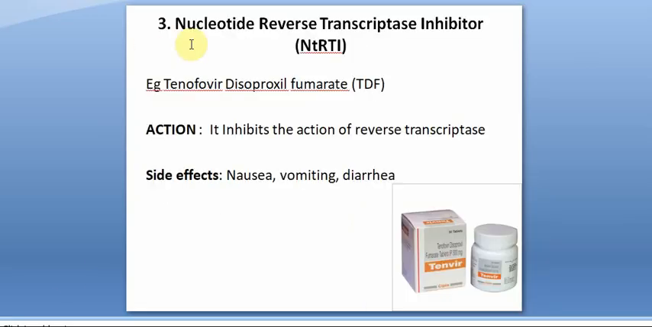major side effects. Next drug is nucleotide reverse transcriptase inhibitor. Example is TDF. The full form is tenofovir disoproxil fumarate. The action of this drug is it will inhibit the action of the enzyme reverse transcriptase, thereby it will inhibit the viral replication. Same side effects are there for these NtRTIs: nausea, vomiting and diarrhea.